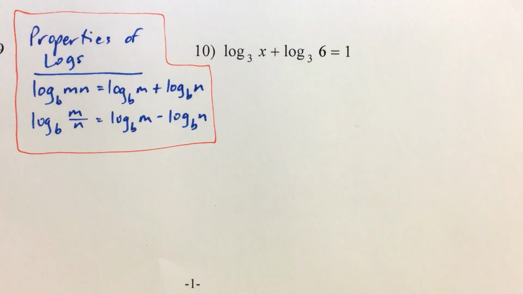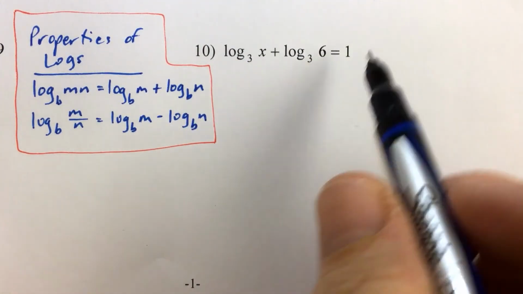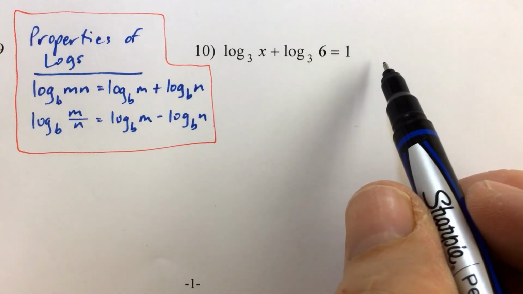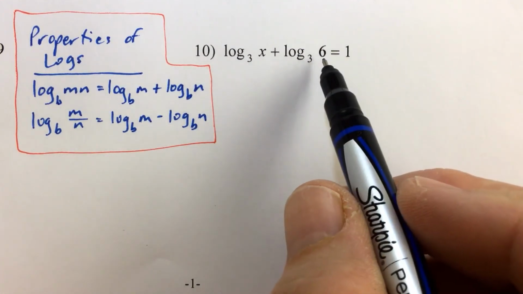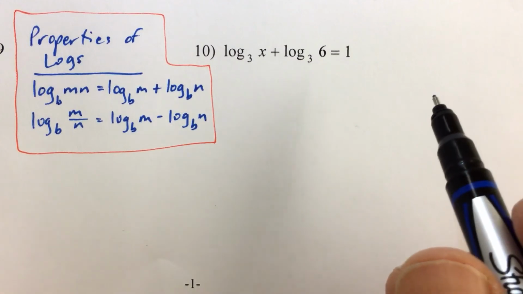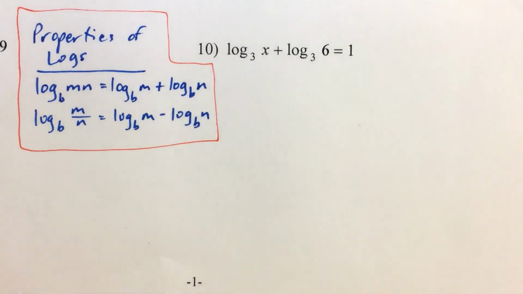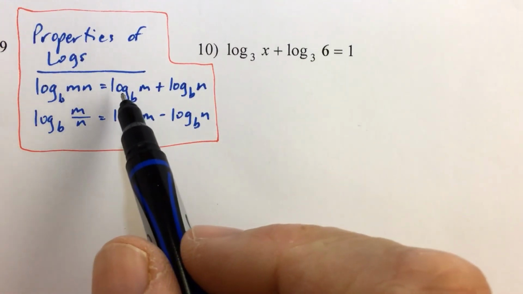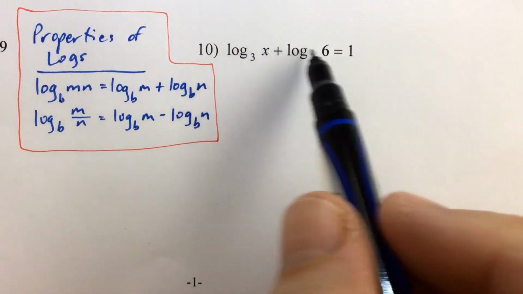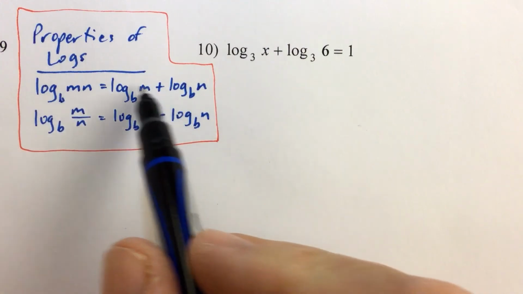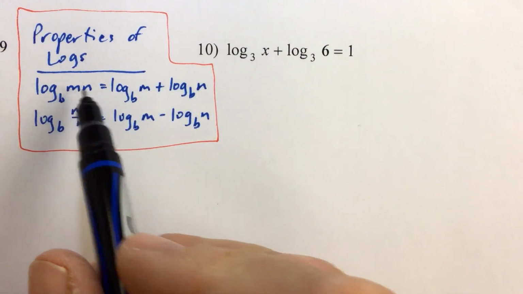Anyway, properties of logs for number 10. Here we've got 2 logs on the left side and no logs on the right side. So we want to convert this equation into one that looks just like one of the other ones that we've done, where we combine all the logs on one side. So that's the bottom line, combine all the logs on one side. Here we see we have the sum of 2 logs, and we're going to use this first property. The sum of 2 logs is equal to the log of the product.